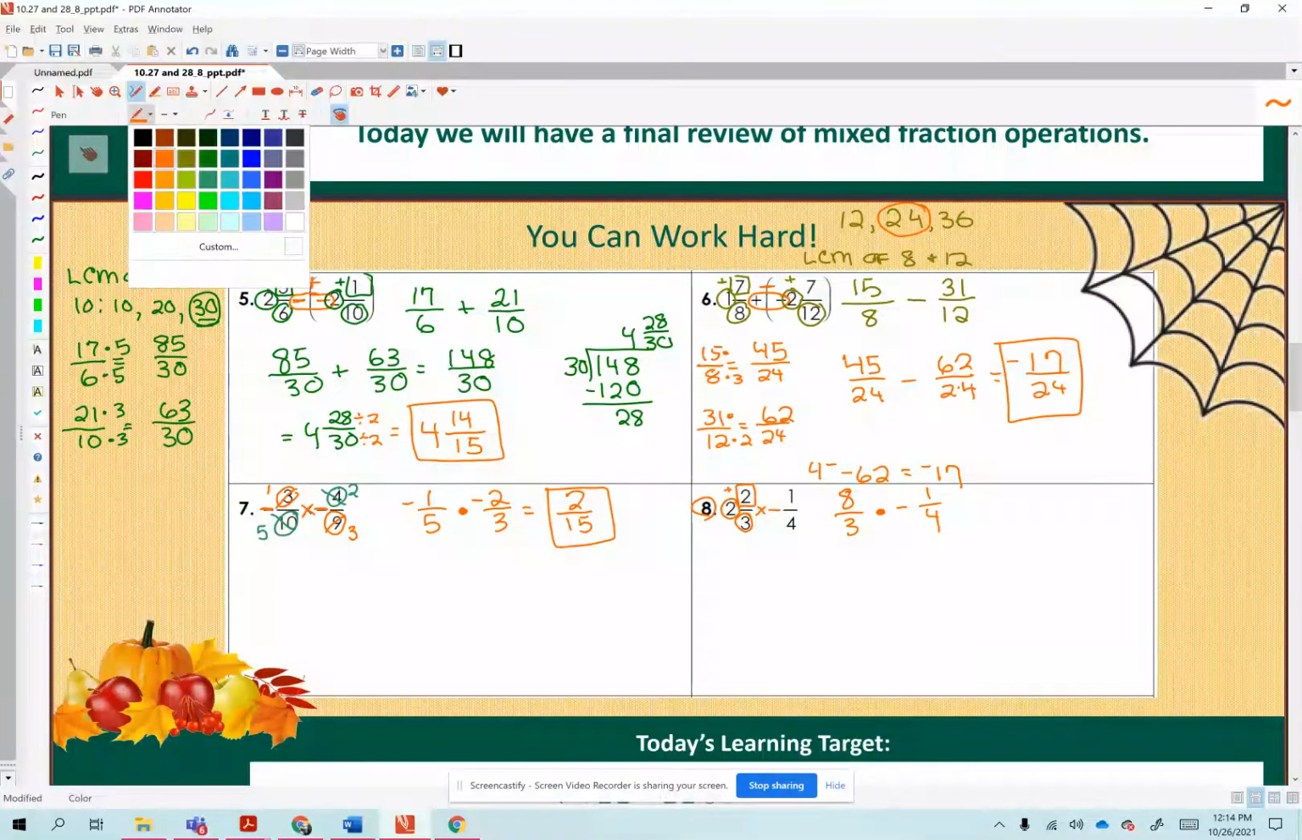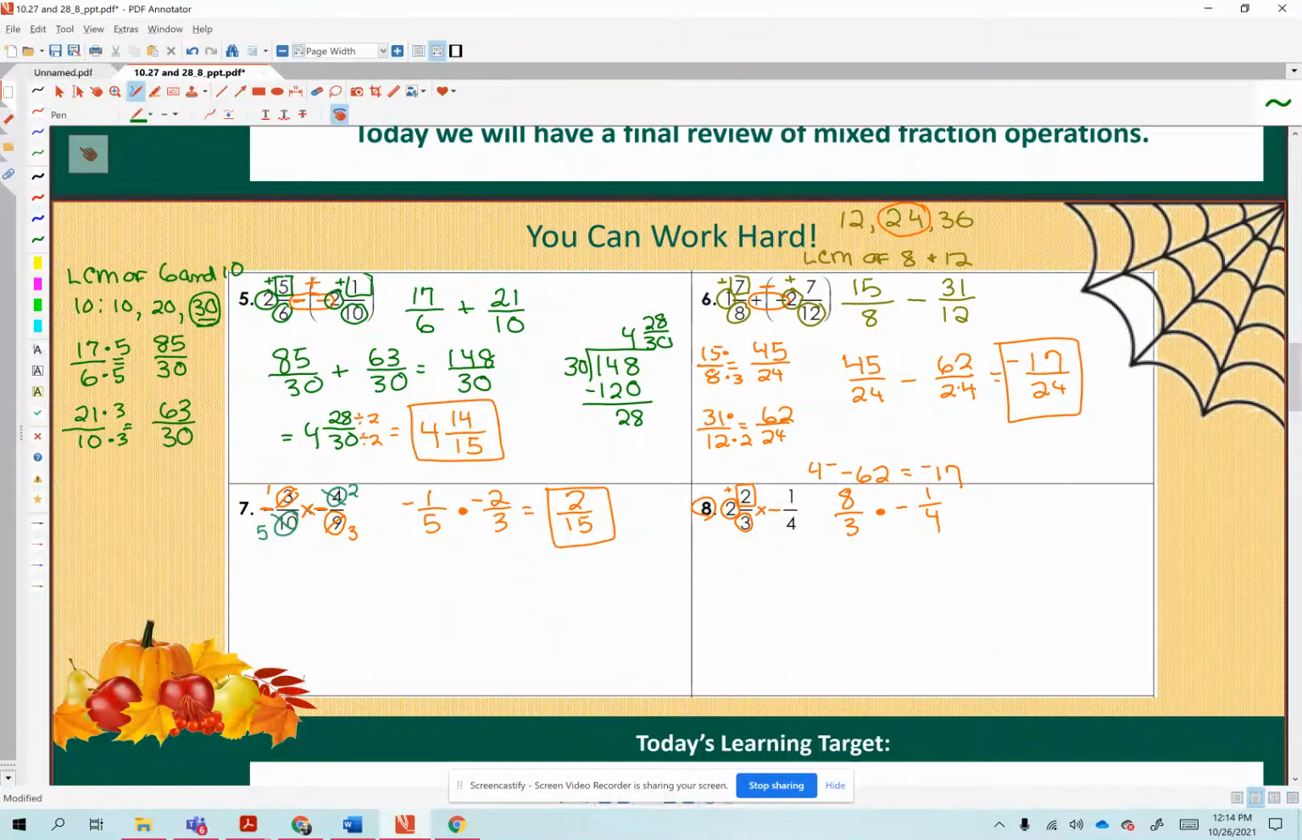The next thing I want to do is look and see if I can simplify this at all. I have a 3 and a 1 on the one diagonal, but then I have a 4 and an 8. So both of those are divisible by 4. So I will do that. Remember, smaller numbers are better numbers. So 4 divided by 4 is 1. 8 divided by 4 is 2.